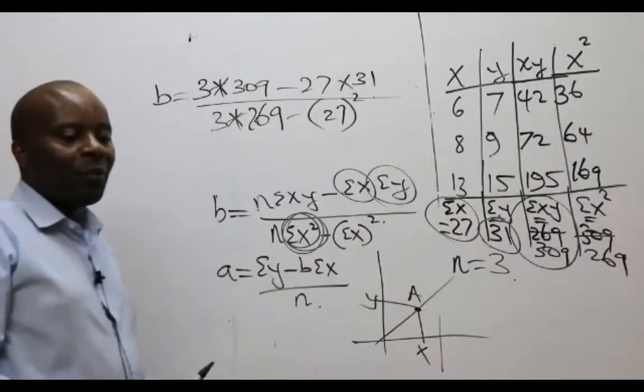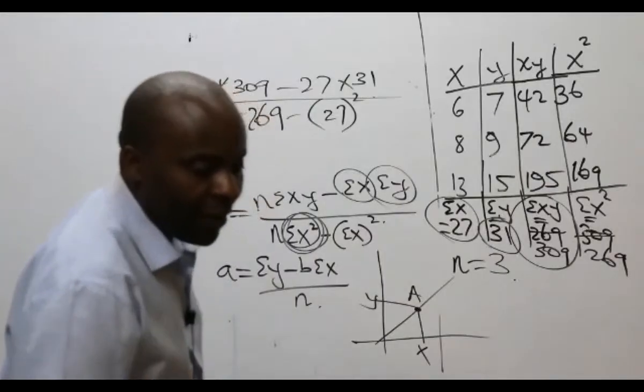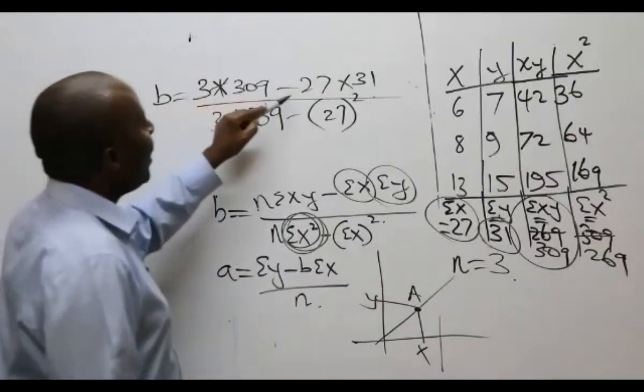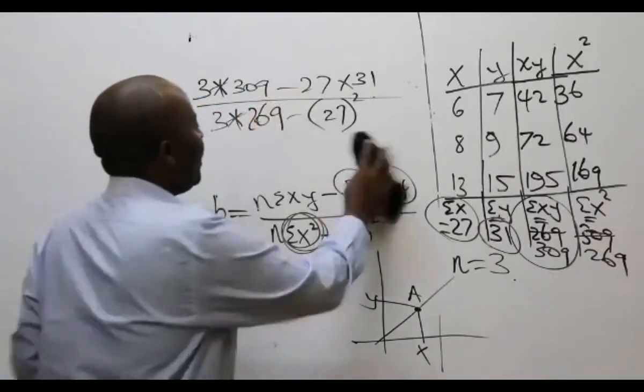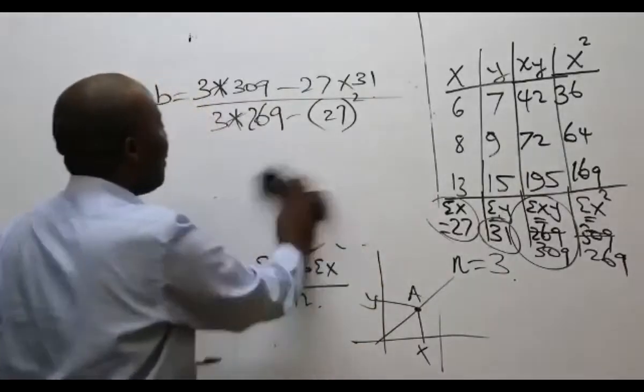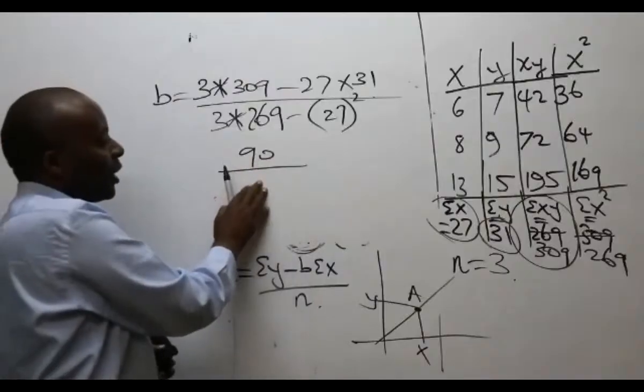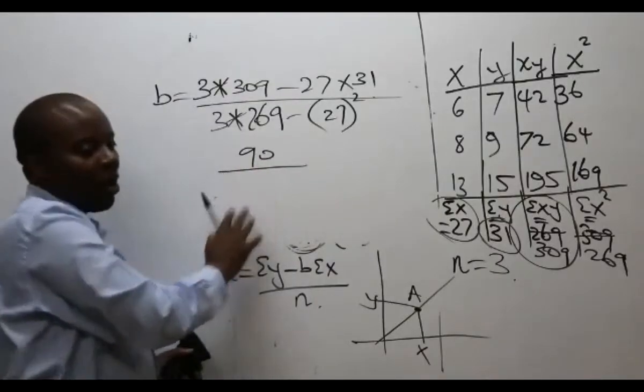So according to Fatma Mohammed, it is 90. James Areba has also said, taking 3 times 309 minus 27 times 31, he says that the numerator is 90. The numerator is 90. Can a different student give me the value of the denominator now?